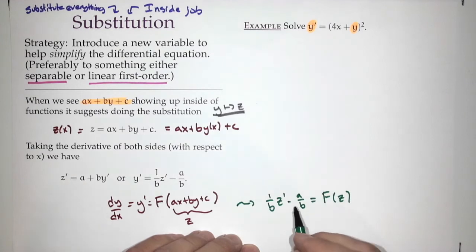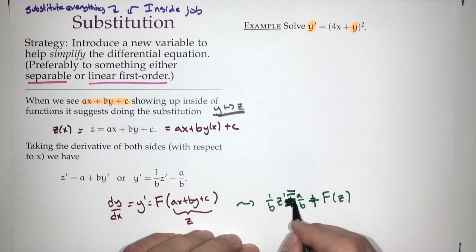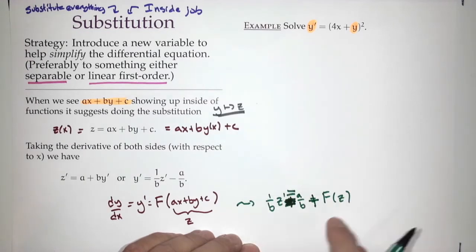I'll use my advanced marker technology to move the a over b across. Whoops. The technology fails. That always happens. All right. So I can move the a over b across. What do we see here? What is this? It's separable.